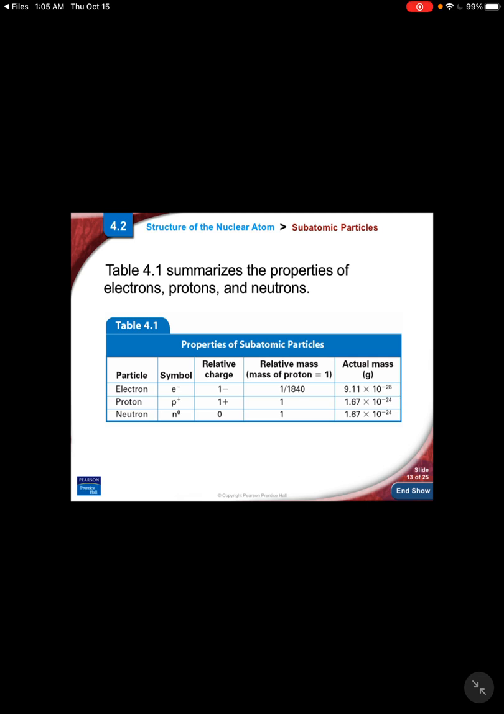We'll go back to this chart with the properties of the subatomic particles. But if you notice, electrons are negatively charged. J.J. Thomson showed us that. We've measured their charge, but he was unable to measure the actual charge on the electron. He could only deduce the charge to mass ratio. It wasn't until Robert Millikan came along. He was working at the University of Chicago.